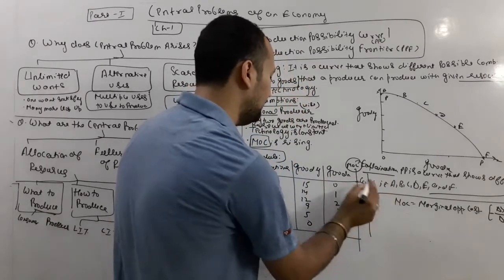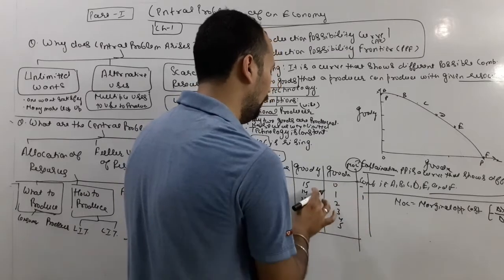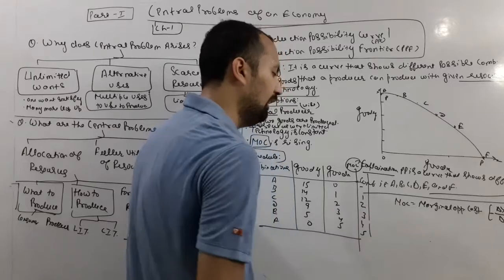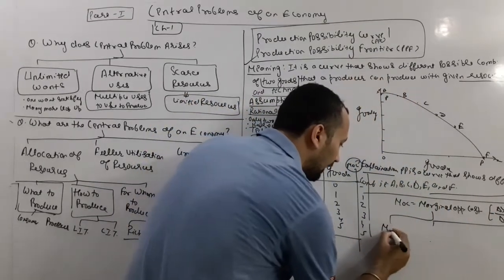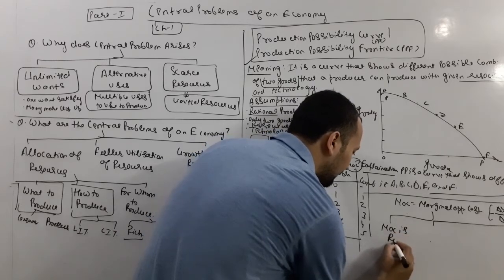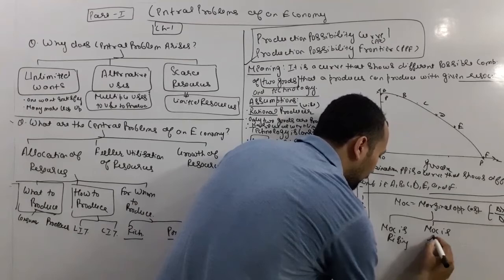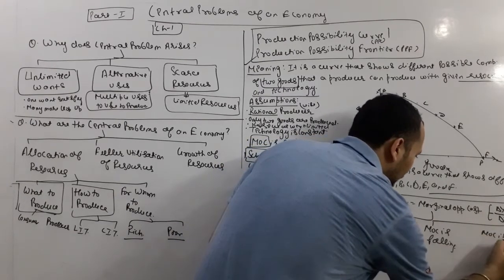First is dash. Next, loss in Y 1, gain in X 1, 1 upon 1, 1. Loss 2, 2 upon 1, 2. In the same manner, 3, 4, 5. Now, 3 situations were there. First, if MOC is rising. Second, if MOC is falling. Third, if MOC is constant.